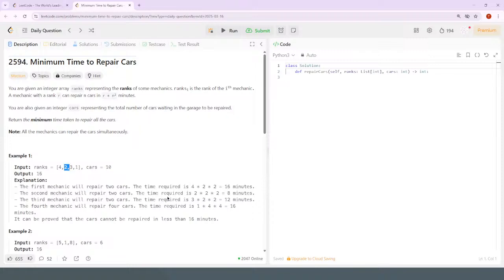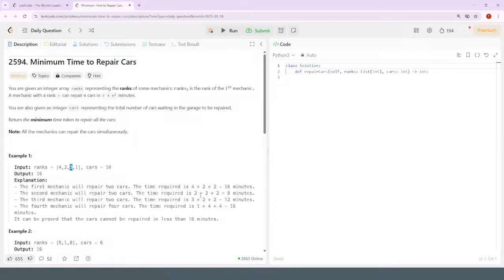The second mechanic has the rank of 2 and repairs 2 cars as well. So it's going to be 2 times 2 squared, which is 8. The third one repairs 2 cars, so it's 3 times 2 times 2, which is 12. And the last one repairs 4 cars.